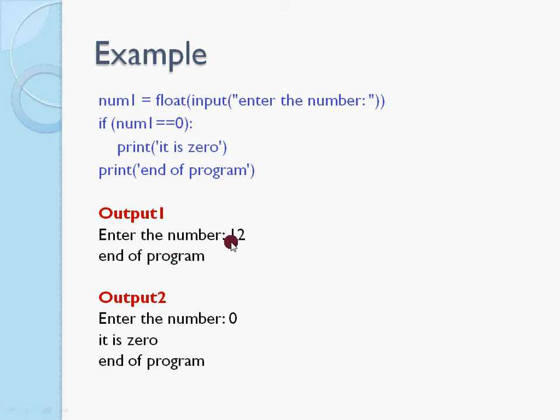In the first input I give 12. So 12 equal to 0, the condition is false. So it does not get inside, it does not print it is 0. It prints end of the program. This is the output. In case the input number is 0, then it checks 0 equal to 0. Yes, the condition is true. So what happens? It gets inside the if block and prints it is 0. Next the control comes to the next statement, that is the end of the program. So this is the if statement.